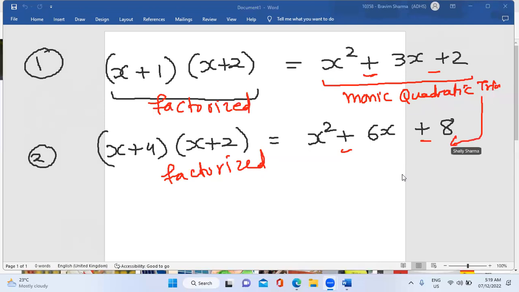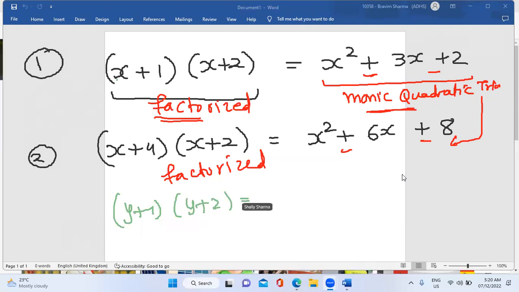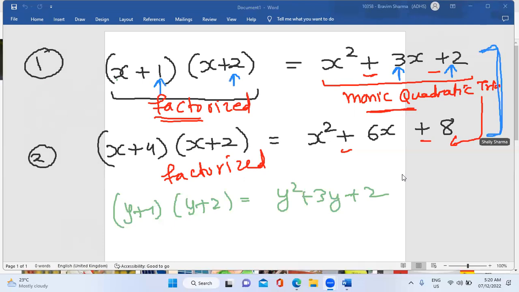Now, how are these two forms related, how are the factorized form and monic quadratic trinomials related? Look at the numbers. Variables are the same. You can have y plus 1 times y plus 2, but you will get y squared plus 3y plus 2. So basically the variable y has no changes, as x is behaving the same as y. But look at the numbers. Here the numbers are 3 and 2, and here the numbers are 1 and 2. Because if you compare these two expressions, only these numbers are changing. The process of writing is the same.